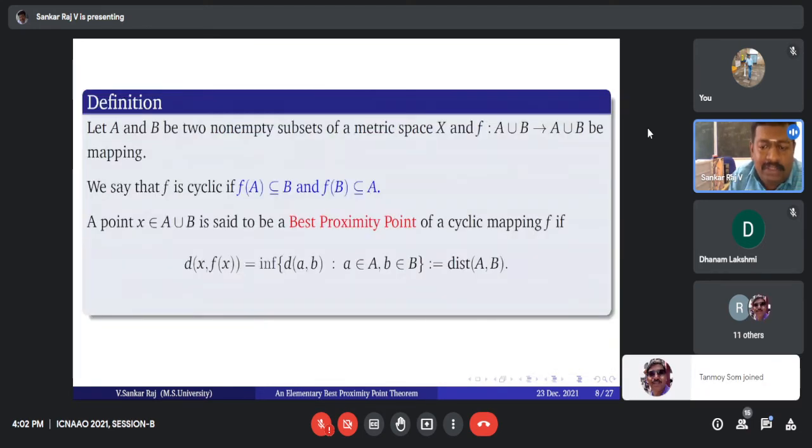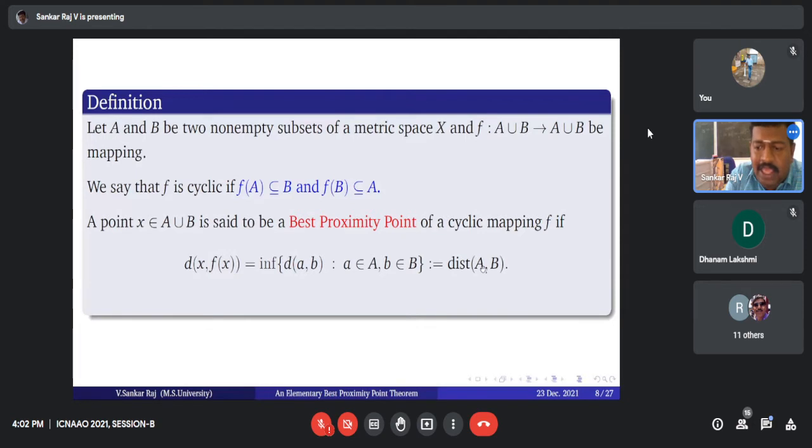And note one thing I would like to tell here: if the distance between A and B is equal to 0, then the best proximity point X is nothing but the fixed point of F. If the distance between A and B is equal to 0, then automatically the best proximity point of F becomes a fixed point of F. In this way, the best proximity point theorem is considered a generalization of fixed point. Sometimes we call it a generalized fixed point. So in this sense, best proximity points are of much interest.